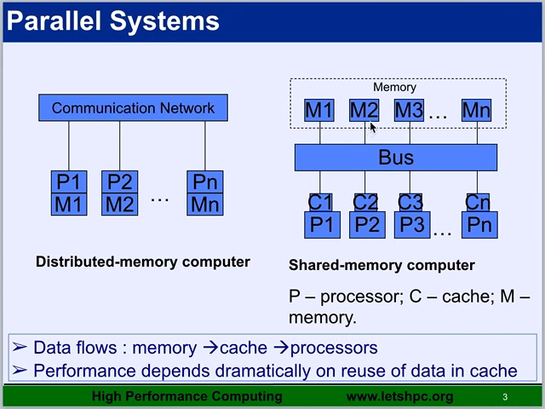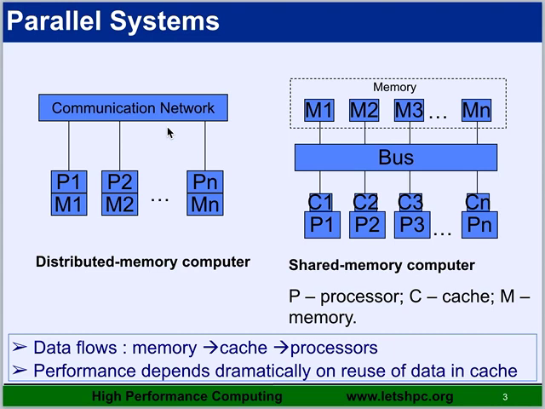Now if you compare this with a distributed memory computer, here you can see that each processor, that is P1, P2, Pn, each of them has an independent memory that is local to this particular processor. And if the processor P1 wants to access the memory of processor P2, then it has to do that explicitly by using a communication network.